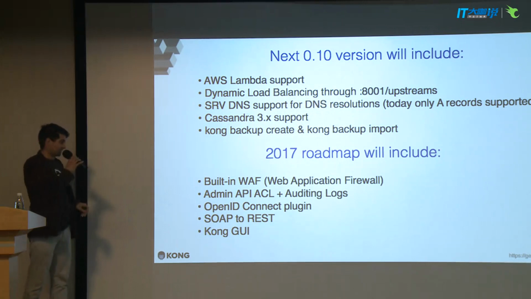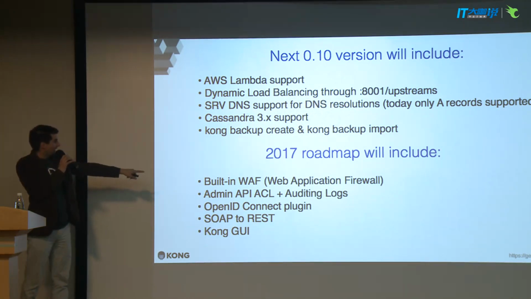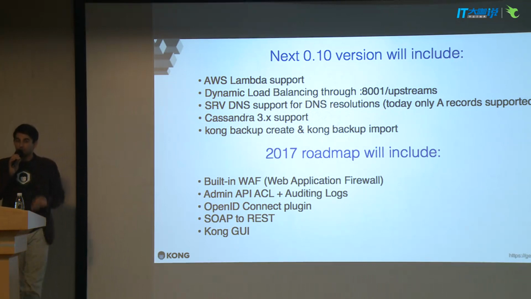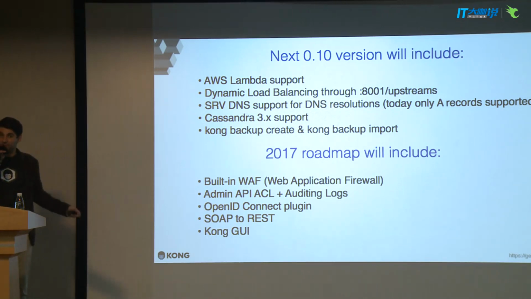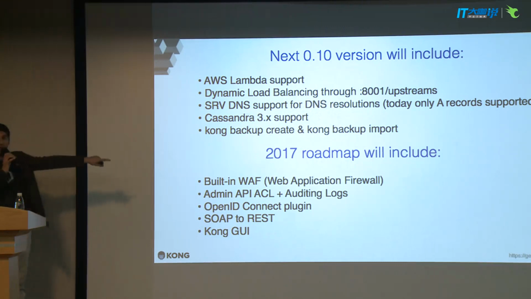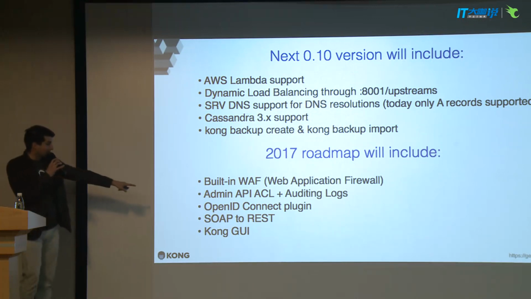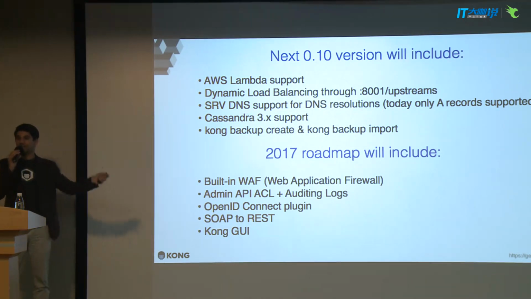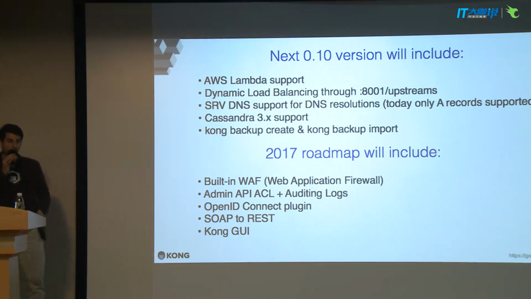In 2017, we will include a few features like a configurable web application firewall that runs on top of OpenResty, a better admin API ACL, and auditing logs. So if you work for a large organization and you have many teams and many developers configuring the system, configuring the APIs, configuring the plugins, you want to be able to have traceability of who does what. And so auditing logs will allow your enterprise, your company, to understand who was the user that, for example, deleted the authentication plugin and unprotected the API. OpenID Connect to integrate the authentication with an existing OpenID provider like OneLogin or Auth0.